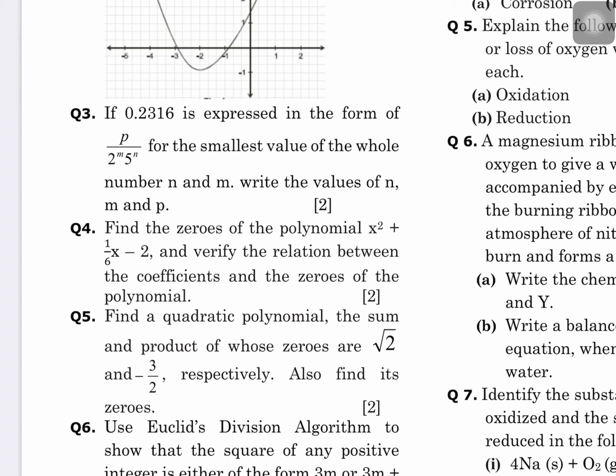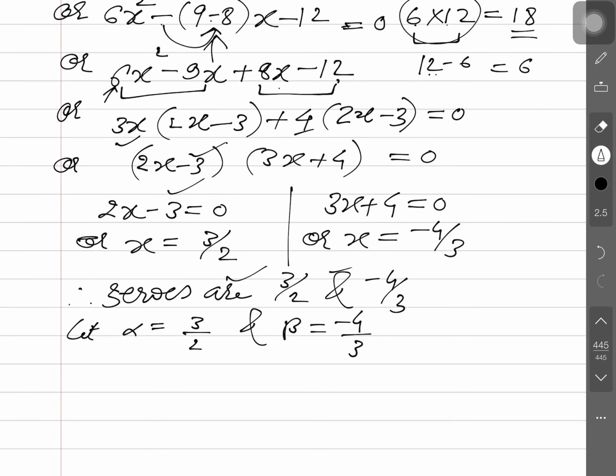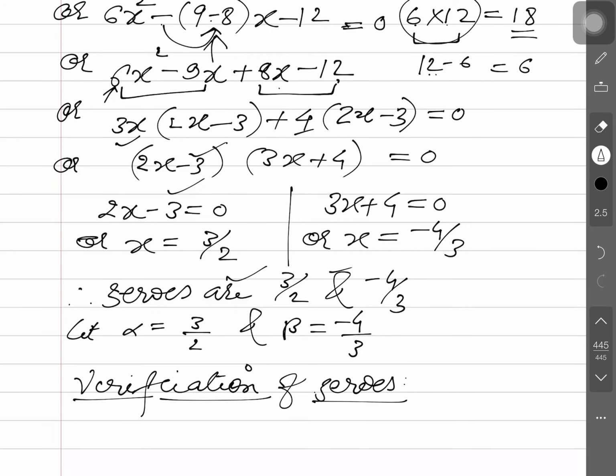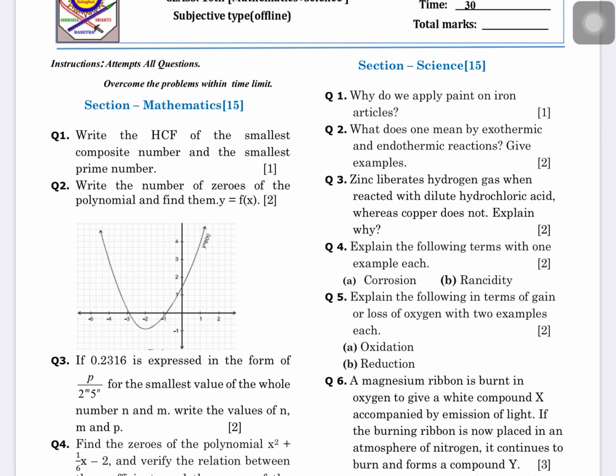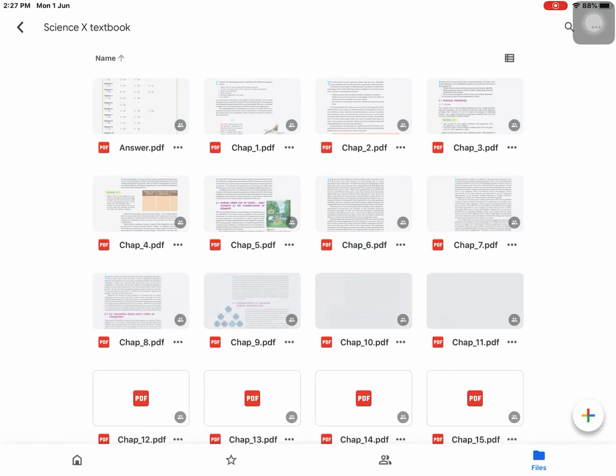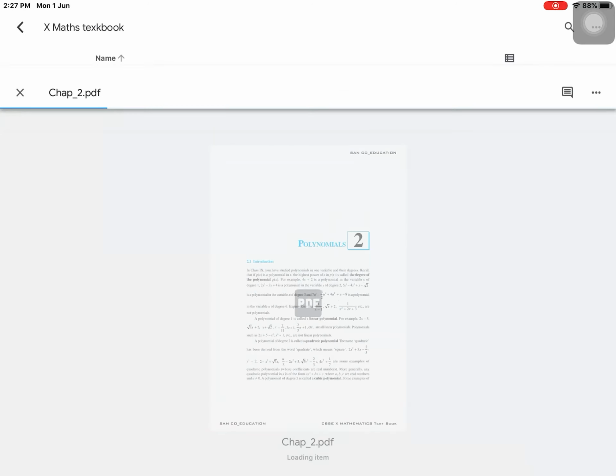Verify the relationship between... What does relationship verification mean? It means verification, just the verification of zeros. You may see this verification in the second chapter of the book. Where is the verification? Sorry, it's the maths textbook, chapter number 2.